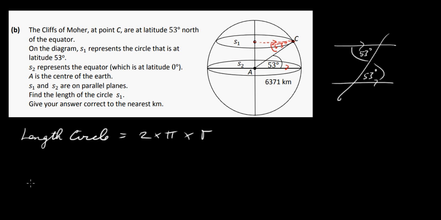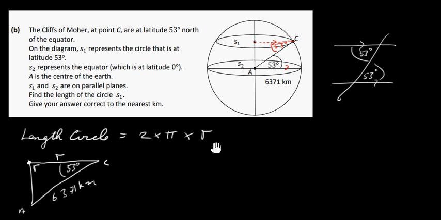So if I draw that here, I get this kind of a triangle. This is C out here, this is A down here. I know this is a right angle here. I know the distance from A to C here is the radius of the Earth, so that's 6371 kilometers. I know this is 53 degrees here, and we'll call this distance from the center out to C, r. Now I need r here. r is the only thing I don't have in this formula to work out the length of the circle. So let's find what r is.